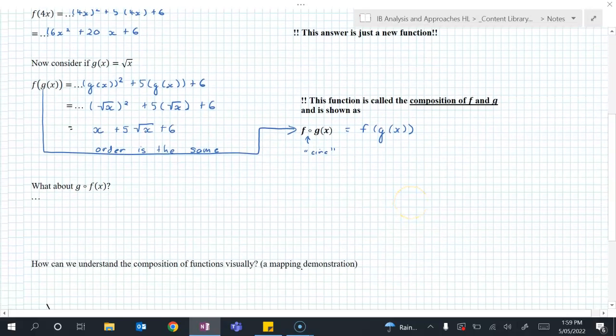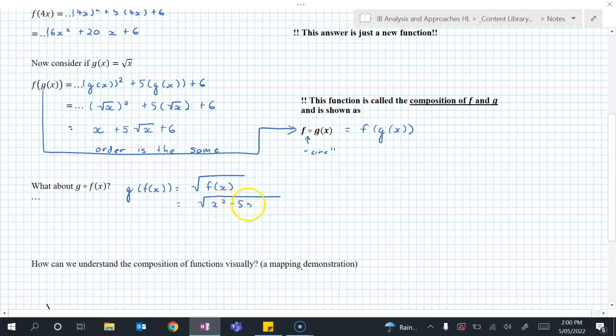What about g circ f? Well, the order is the same, so that will be g of f of x. And then in g of x, which is the square root of x, f of x has replaced the x in g of x, so it will replace the x in the expression. So it'll be the square root of f of x, which is the square root of x squared plus 5x plus 6, and there's no simplification I can do on that. These terms are added, so I cannot split the square root. I can't say that's the square root of x squared plus the square root of 5x plus 6. Because they're added, I can't split the square root.